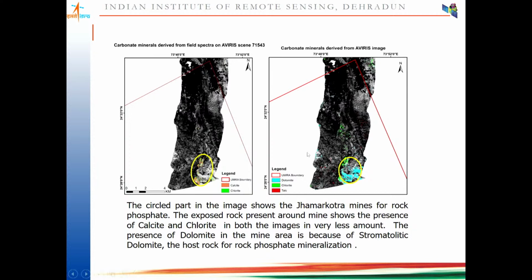Now, this is another example for the IIRS. This is near the Jamarkotra mine, the rock phosphate mine in Rajasthan. When we generated the spectra from the field as well as from the image itself, and matched them, we found that the area where we find dolomite is very well classified as dolomite in the rock phosphate, because dolomite is the host rock for the rock phosphate mineralization. Then at some places, because of chlorite, the alteration can also be seen.